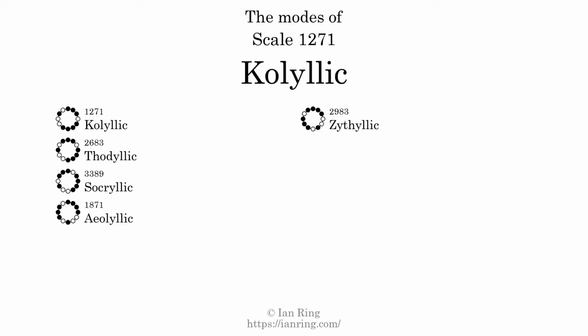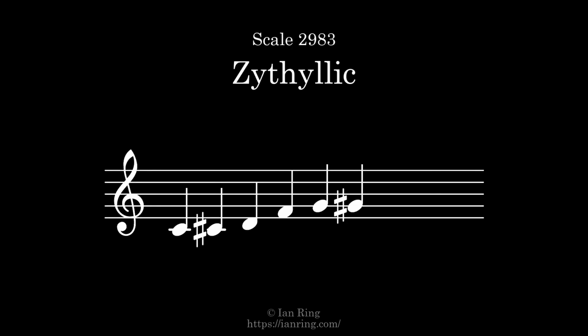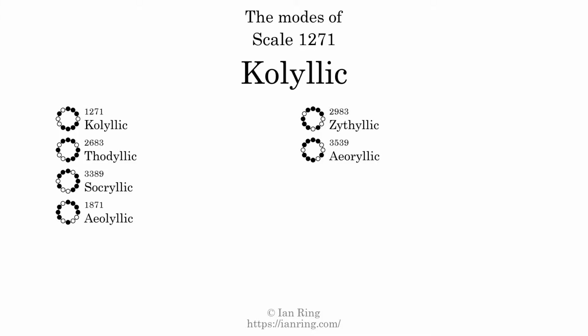The fifth mode is scale 2983, also known as Kolyllic. It sounds like this. The sixth mode is scale 3539, also known as Kolyllic. It sounds like this.